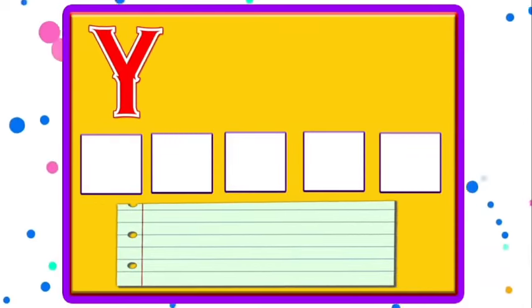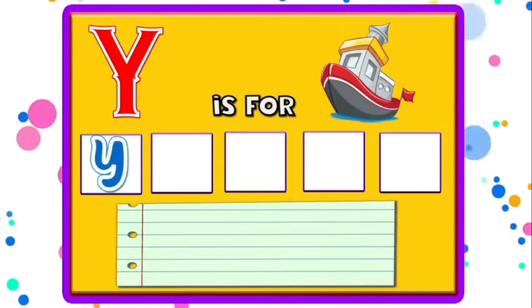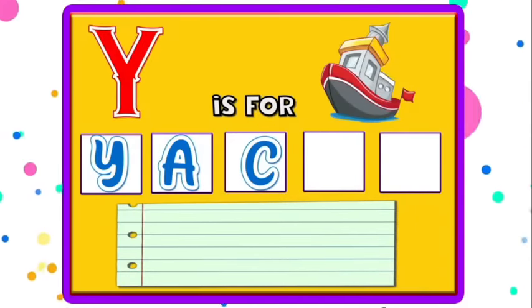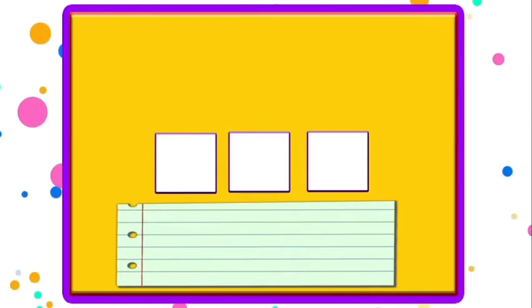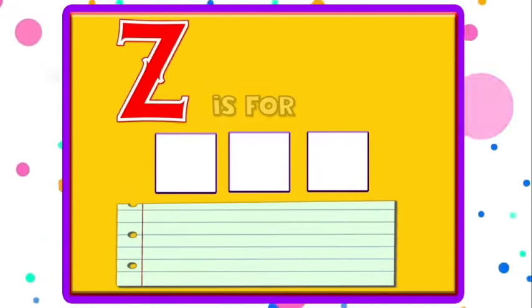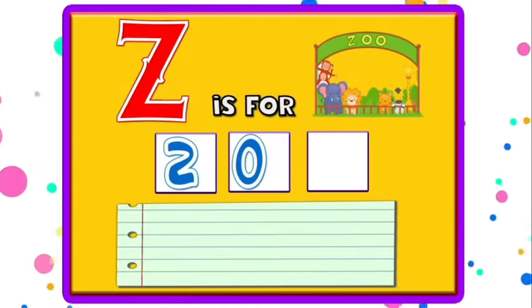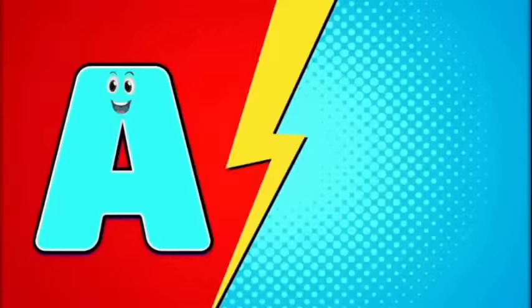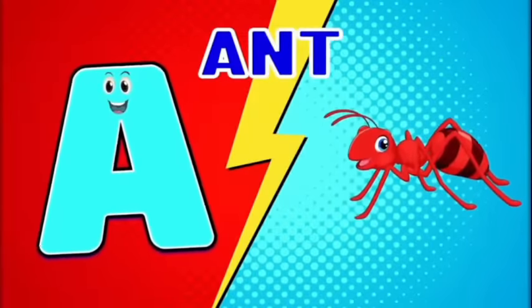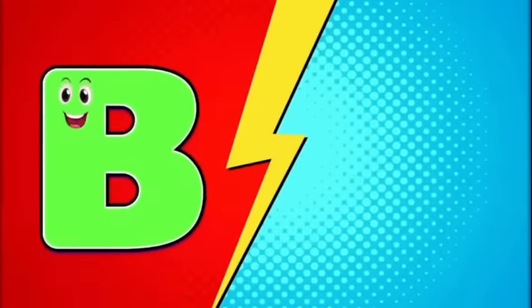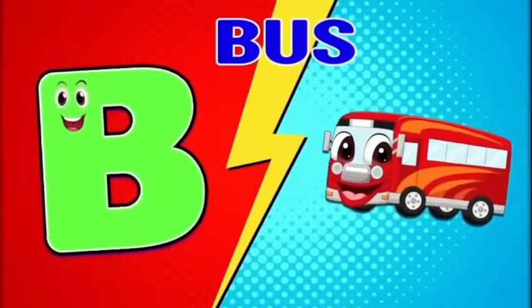Y is for yacht. Y, A, C, H, T, yacht. Z is for zoo. Z, O, O, zoo. A for aunt. B for bus.